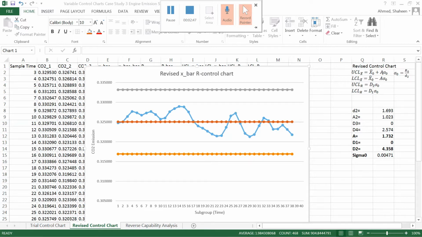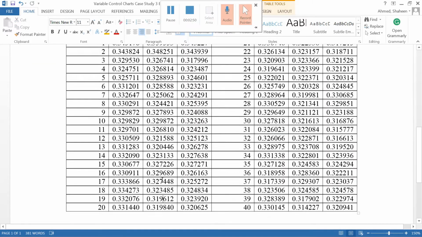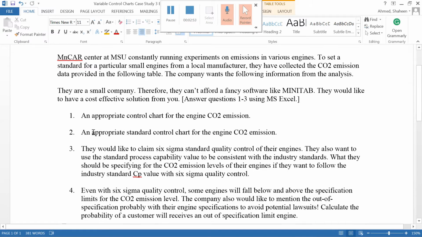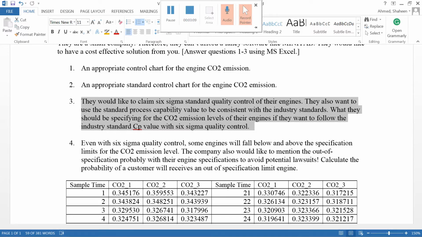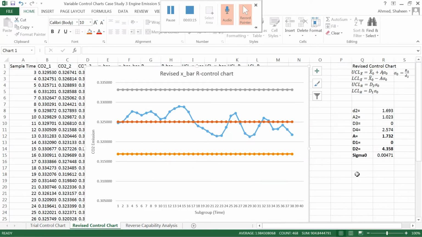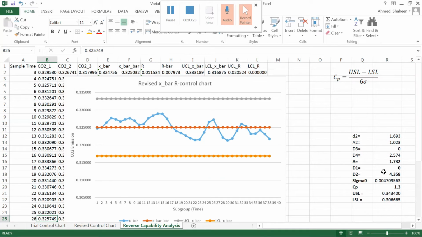So the company wants to know what is a standard. First of all, that's the standard control chart, but they're more interested in what they should be specifying for their engines, so their upper spec limit and lower spec limit for the emission level. Now in this case, this is not the typical situation. Whenever you're trying to design a new product, you have to find the specification limits. It's not given. I call it reverse capability analysis. Check the video on the reverse capability analysis.